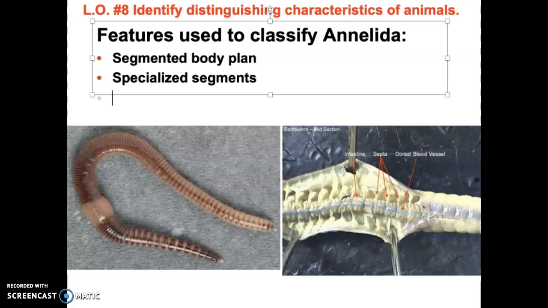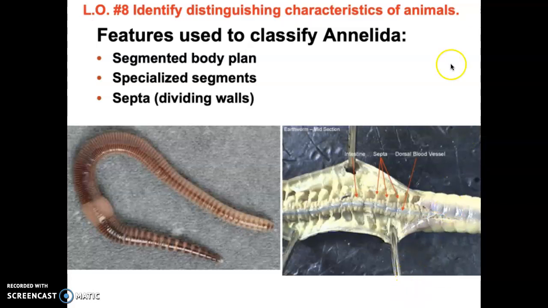We will see septa. Septa are dividing walls that separate the segments from each other. So let me use green. So right here would be a septa, here would be a septa, here would be another one. Now, granted they have these dividing walls, things still pass through the walls. There's blood vessels, there's nerves, there's digestive systems that go through those walls that divide the segments.